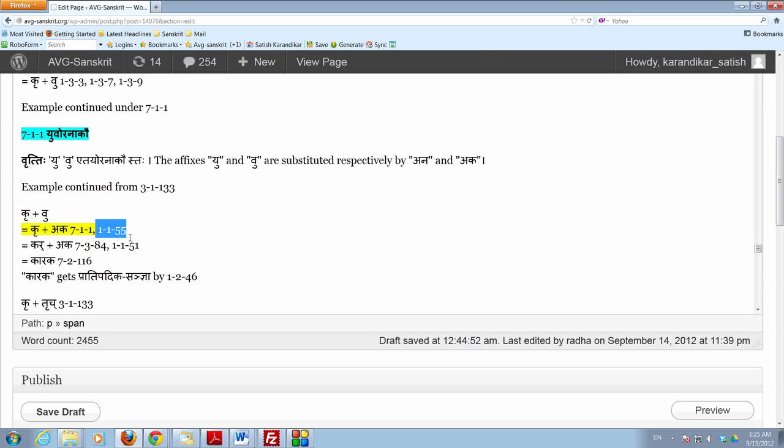And now we can do the guna adesha, because this affix aka has the sanjna of ardhadhatukam by ardhadhatukam sheshaha. And so we can do sarvadhatuka ardhadhatukayoho, and uran raparaha, and we get kar plus aka. Now remember, this aka came in place of vu.